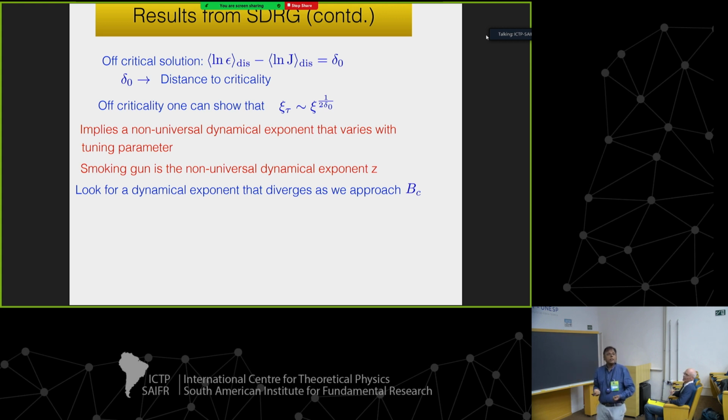So if you are looking for unconventional effects of disorder, one of the smoking gun signatures you would like to look at is a non-universal Z dependence. This is the other exponent that I was talking about. What we are going to look for is a dynamical exponent Z which actually diverges as we approach the transition.